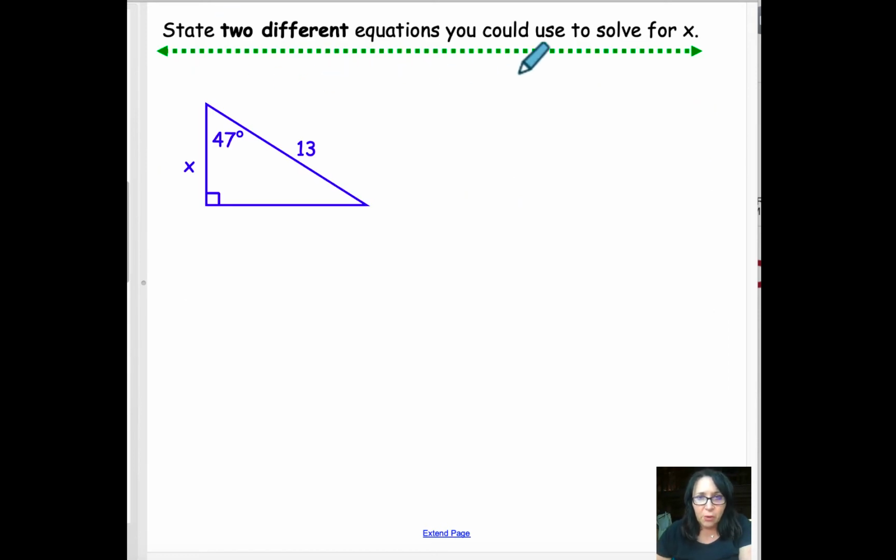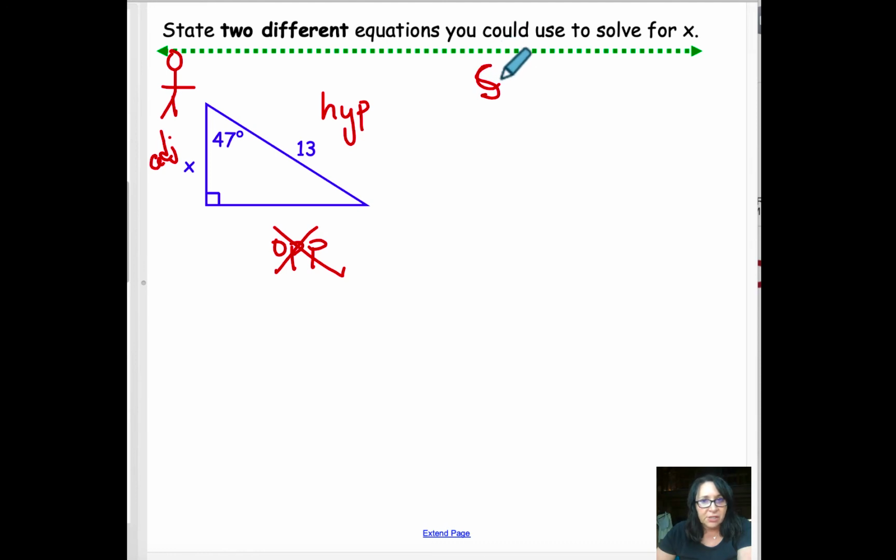State two different equations that could be used to solve for x. So now we're getting into solving the equation. I'm going to put myself at this spot right here where the angle is given, okay? And I have to notice that here's the opposite side from where I'm at. This is what we call the adjacent side, and this is the hypotenuse. Given that this is the adjacent side and I have the hypotenuse, but I don't have the opposite side, you can think about your mnemonic, which is SOHCAHTOA. Which one uses adjacent and hypotenuse? That's this one right here, which is cosine.